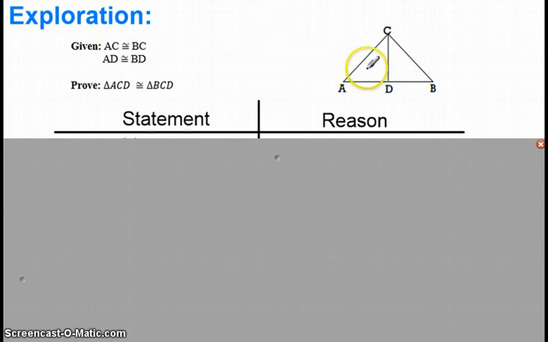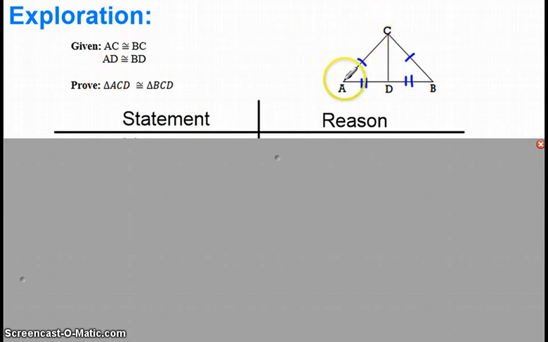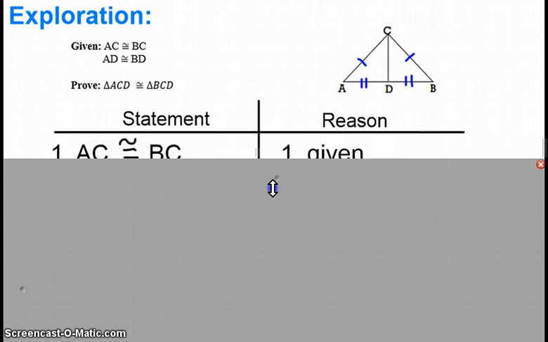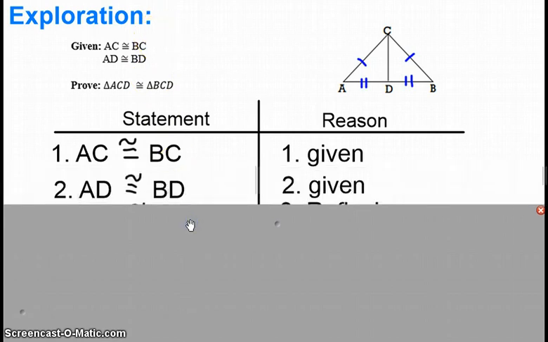Given AC is congruent to BC, we can mark those segments congruent, and AD is congruent to BD. And we are told to prove that triangle ACD is congruent to BCD. So let's take a look at what we know. We know that AC is congruent to BC because that was a given. Then it tells us that AD is congruent to BD, which is also a given.